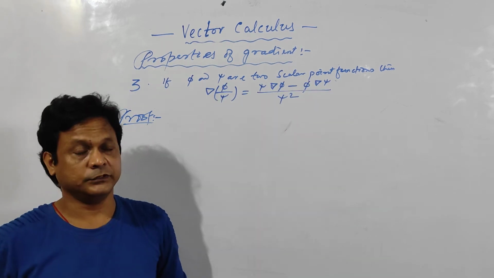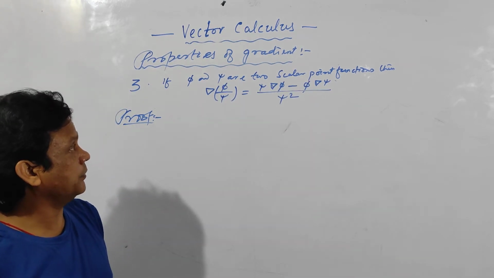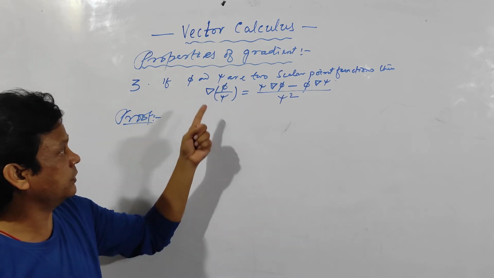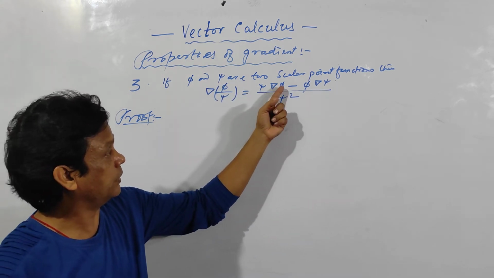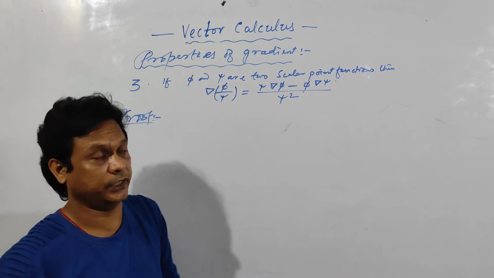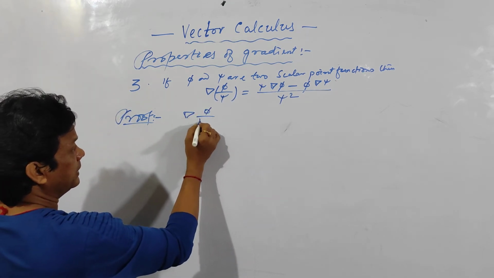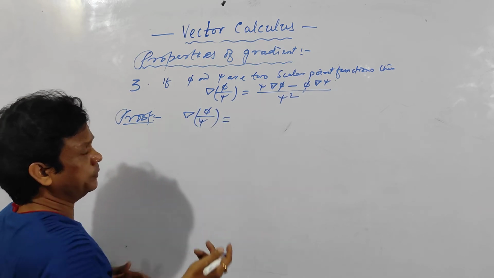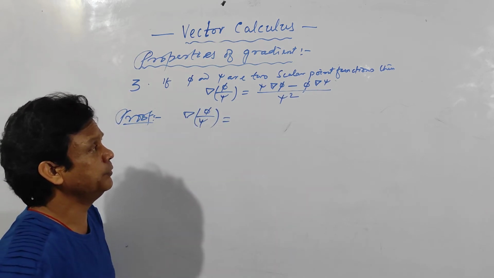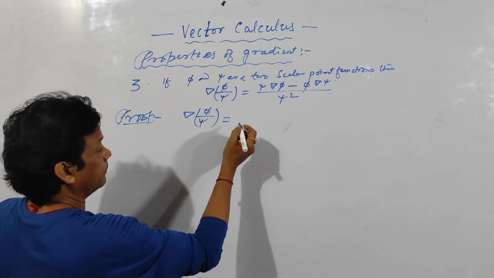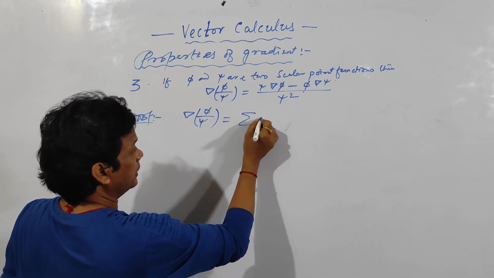Clear? See here, this is the third property. Phi and psi are two scalar point functions. Grad of phi by psi = (psi into grad phi minus phi into grad psi) divided by psi squared. So the proof: grad of phi by psi. This is the quotient rule, that means we simply replace the derivative in the gradient. So it is equal to the summation of i ∂/∂x.